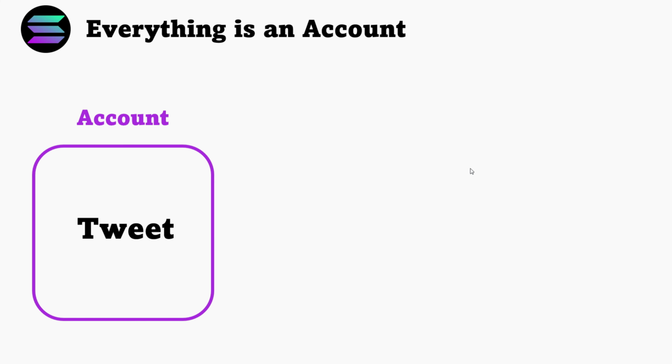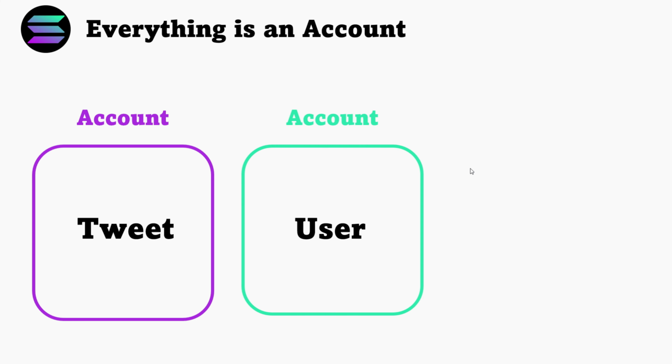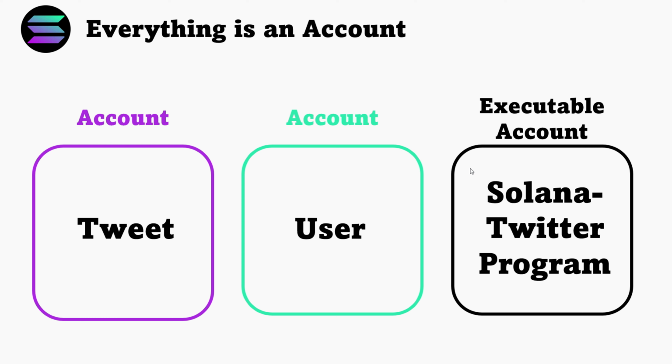So this is how it looks. We're going to create a tweet account for our program. We will have users that are also accounts. The program, the smart contract that we're going to write, will be an account as well. However, that will be an executable account. So with this understanding, let's try and understand how we want to define our tweet account.